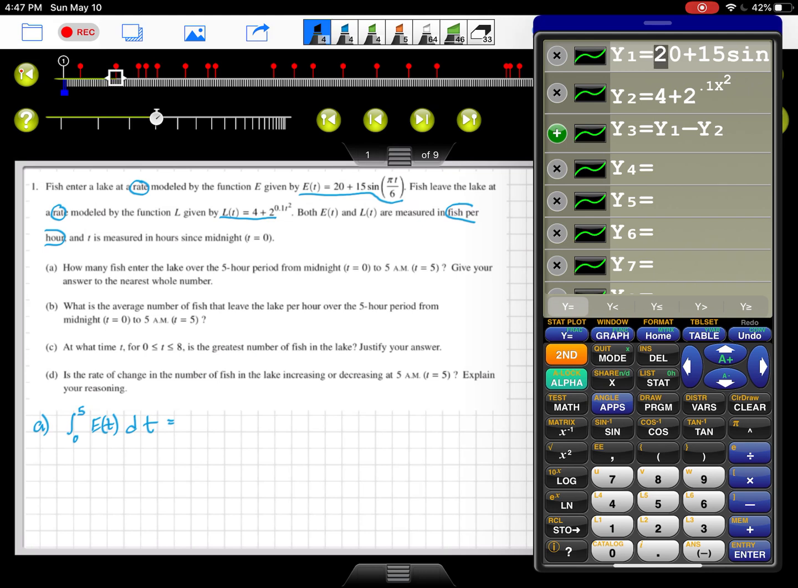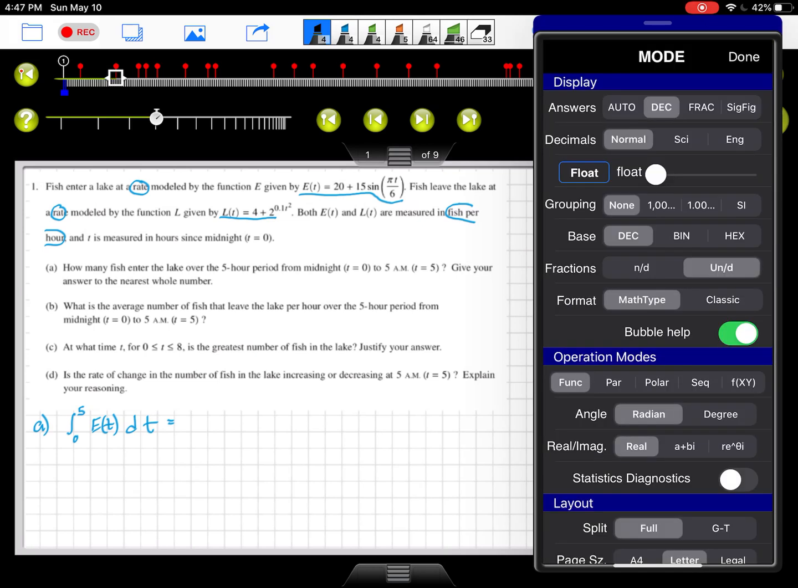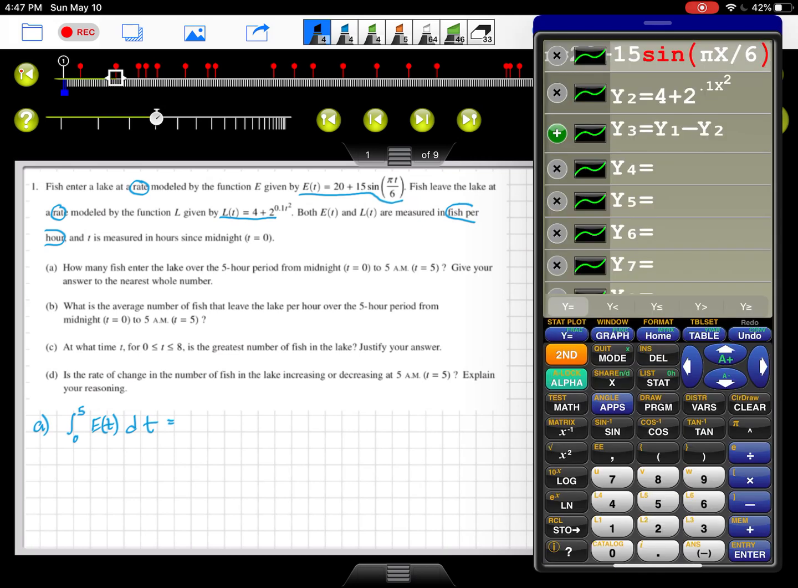E, I put in y1, so we have 20 plus 15 sine of pi times x divided by 6. I also checked my mode, which has radians down here. I want to make sure that I'm in radians. Whenever you use a trig function, you want to make sure you're in radians. Then I also plugged in the exiting rate, the leaving rate: 4 plus 2 raised to the 0.1 times x squared. But I only need y sub 1 because that's my entering function.